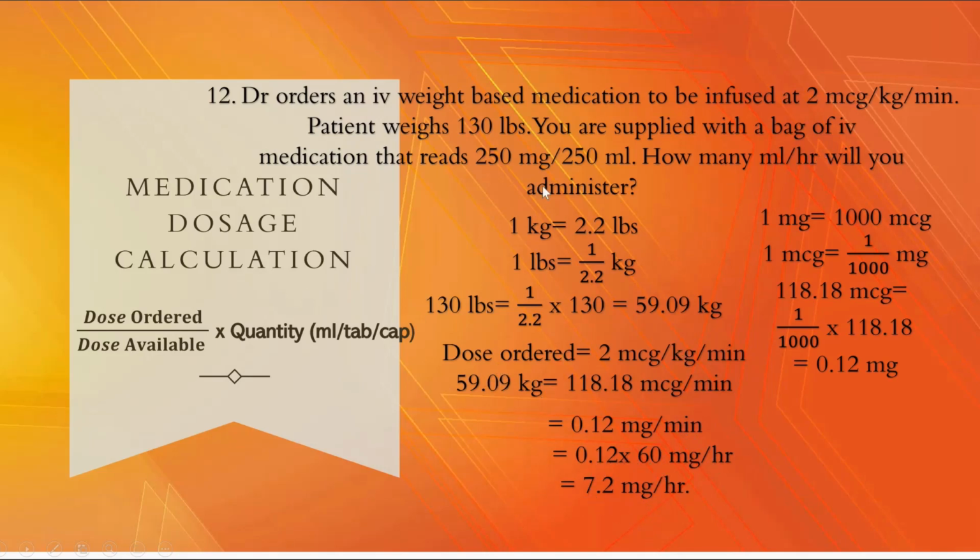Now you have the hour. Dose available is 250 milligram, quantity is 250 ml. So to calculate, 7.2 milligram per hour divided by 250 milligram into 250 ml. So milligram will cross out, and the answer is 7.2 ml per hour.